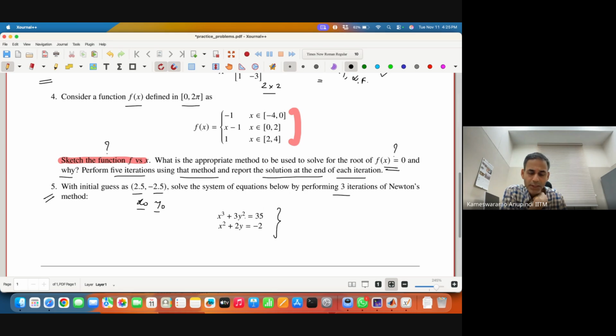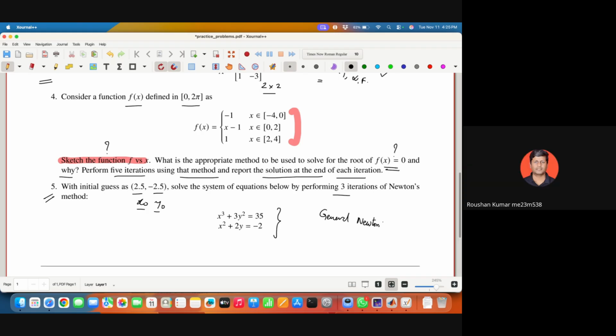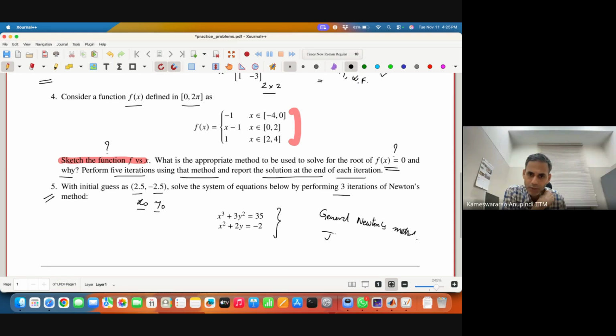Okay, so essentially this is a system of nonlinear equations, right? x cubed plus 3y squared equals 35, x squared plus 2y equals -2. You need to solve this system with this initial guess, performing 3 iterations. That means you're going to use Newton's method, the general Newton's method. So it will be the Jacobian, if I'm not wrong. You define the Jacobian and then calculate from there, right?